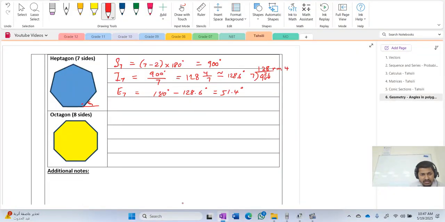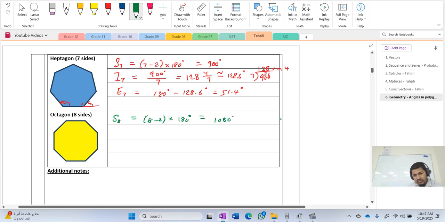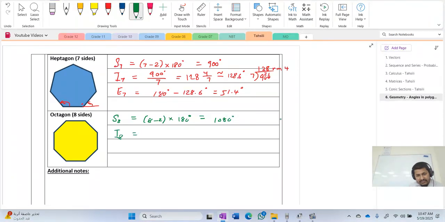Next one, octagon. So S8, an 8-sided figure. We take 8 minus 2 times 180 degrees. For now, I'll just use the calculator, though obviously you're not allowed to. So 180 times 6 is 1080, because you've got the picture now. So for the 8-sided figure, it will be 1080 divided by 8. Dividing this answer by 8, I'm getting each interior angle to be 135 degrees.